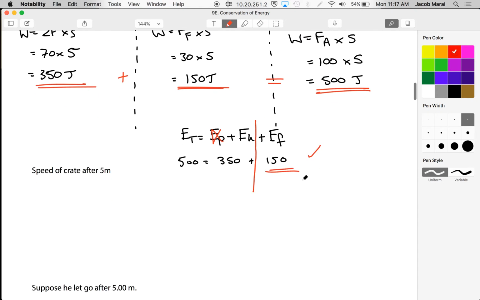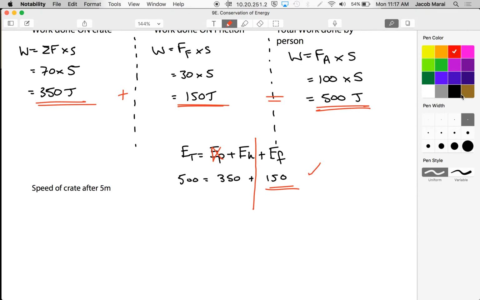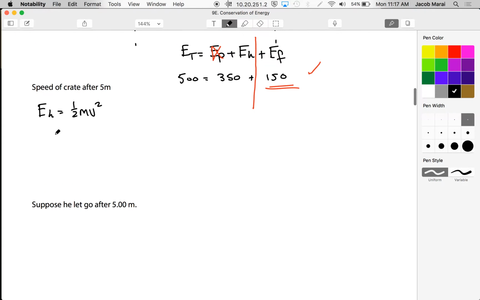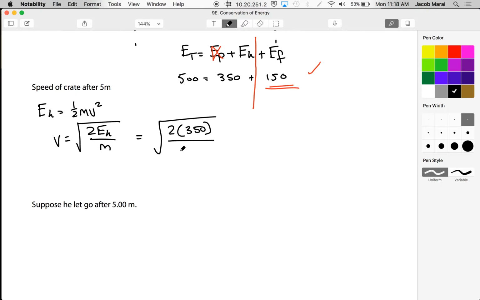So, after the 5 meters, we have an equation that relates kinetic energy with speed of an object. We could then rearrange: v equals the square root of 2E over m. I'm skipping a few steps there, but we wrote these down last week in the previous booklet. We would multiply both sides by 2, divide both sides by m, and then take the square root. So we could figure out the speed. Well, that's going to be 2 lots of 350 divided by 10, square root of 70, 8.36.